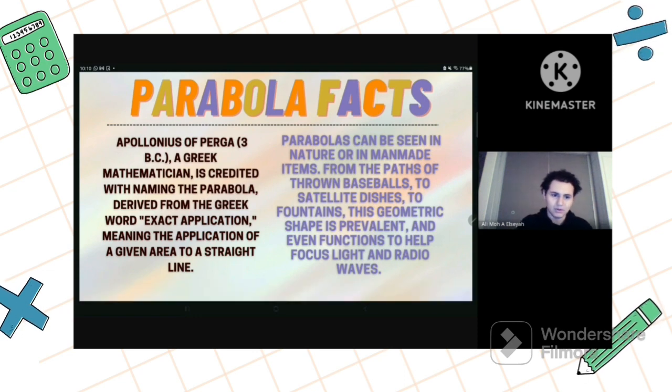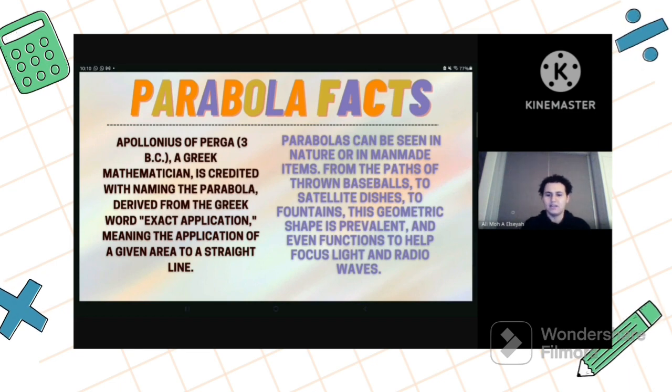Some facts about the parabola. Apollonius of Perga, 3 BC, a Greek mathematician, is credited with naming the parabola. He wrote from the Greek word for exact application, meaning the application of a given area to a straight line. Parabolas can be seen in nature or in man-made objects, from fountains to satellite dishes. This geometric shape is relevant and even functions to help focus light and radio waves.